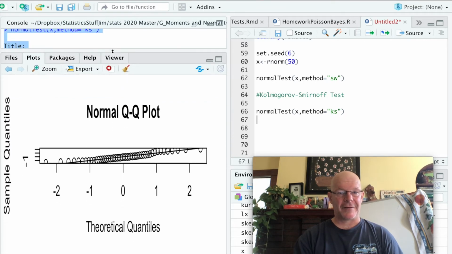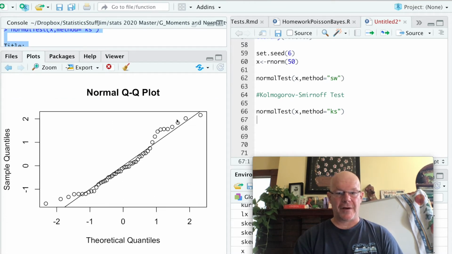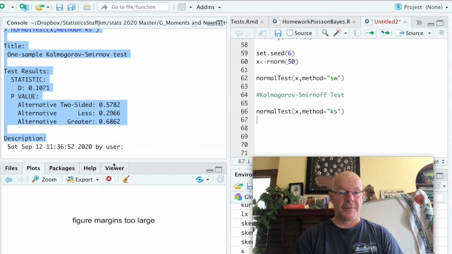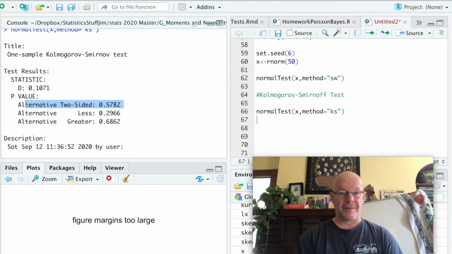And really what it has to do with is how many of the points are on the positive side, above the theoretical expectation, versus how many points and how far are they below the theoretical expectation. But for our purposes, all we really care about is this two-sided test. So the p-value is 0.57. So we walk away saying we'll accept the null hypothesis that our data are random variables drawn from a normal distribution.